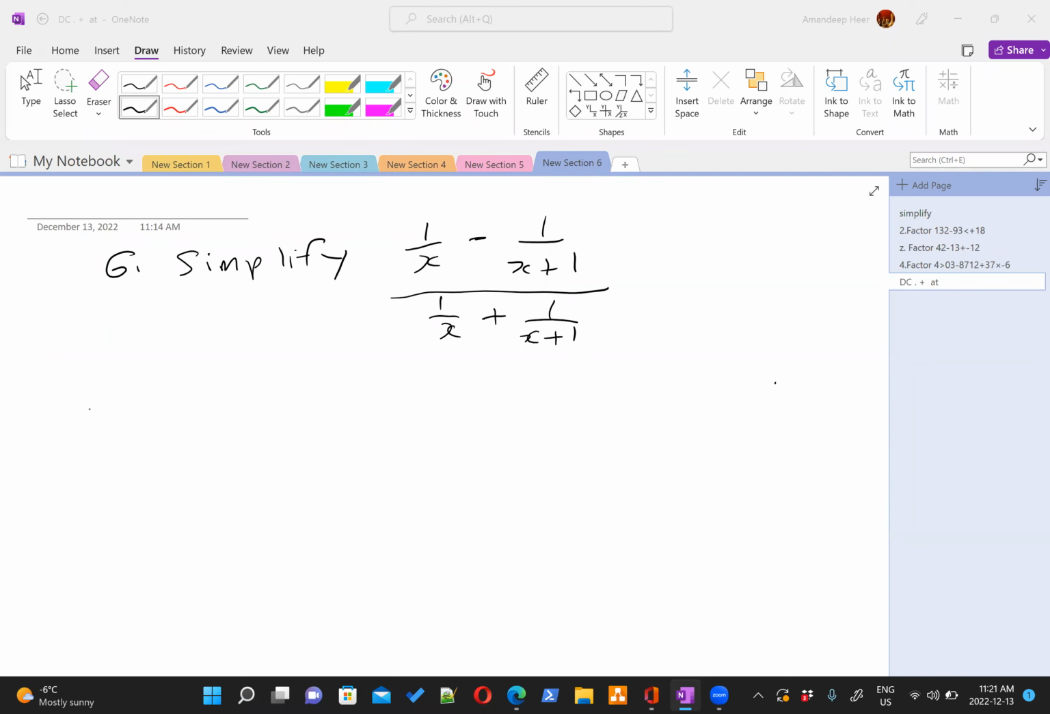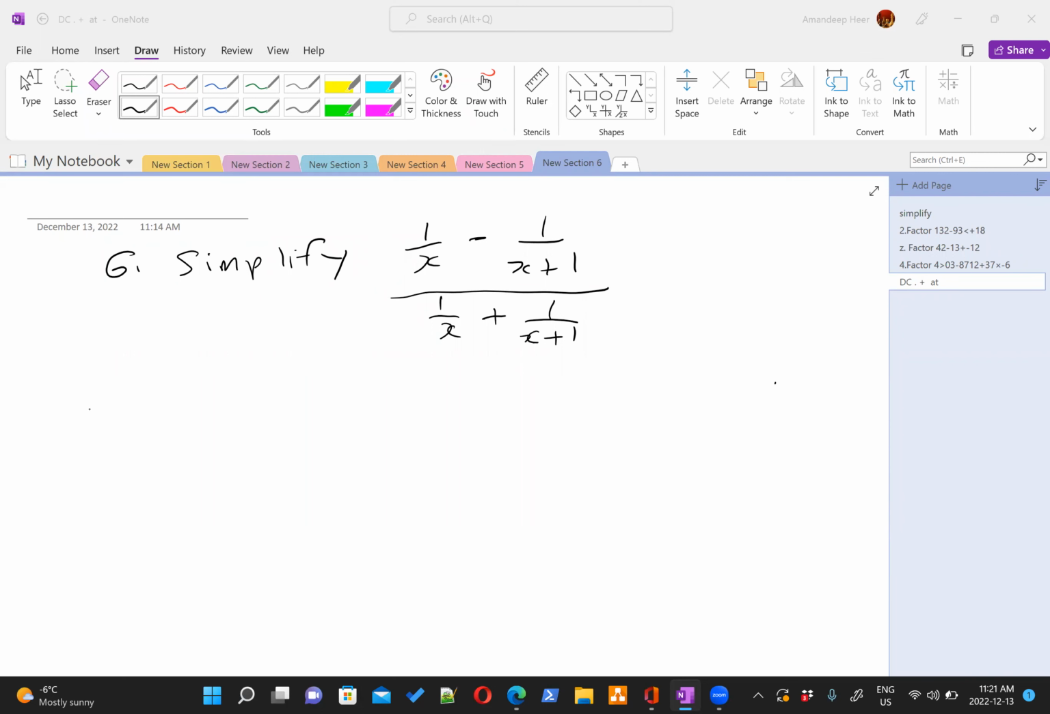Hi, everyone. I'm going to talk to you about how to simplify this rational expression. It looks very daunting, but the idea is this. What I tell students to do is basically simplify the numerator, simplify the denominator, and then replace the top and the bottom by their simplified expressions, and then do further simplification from there.